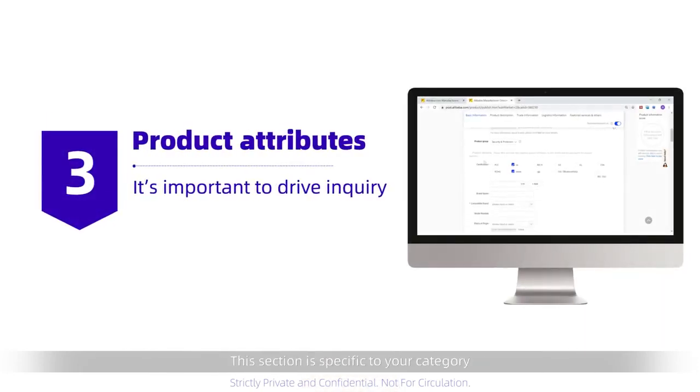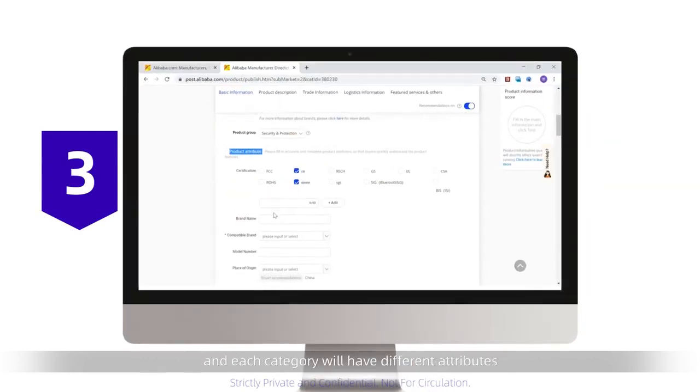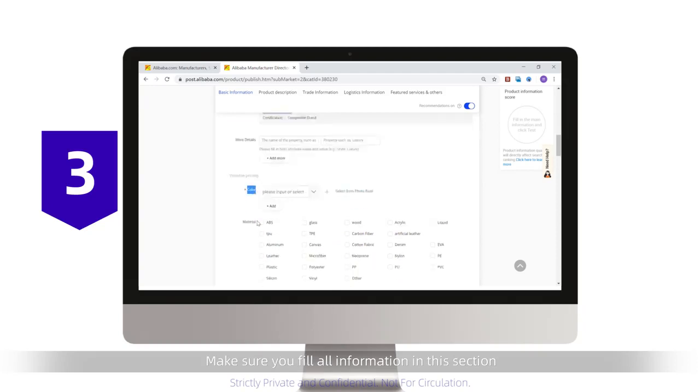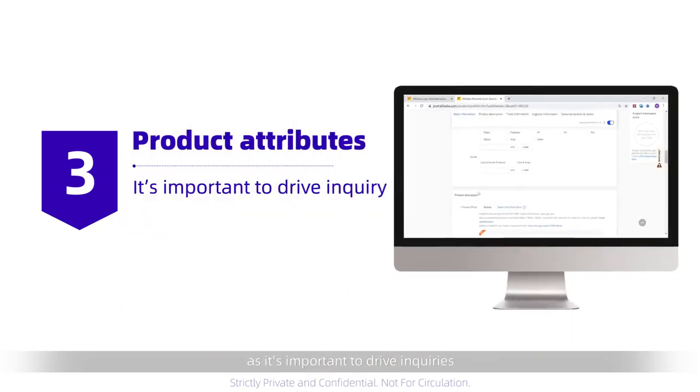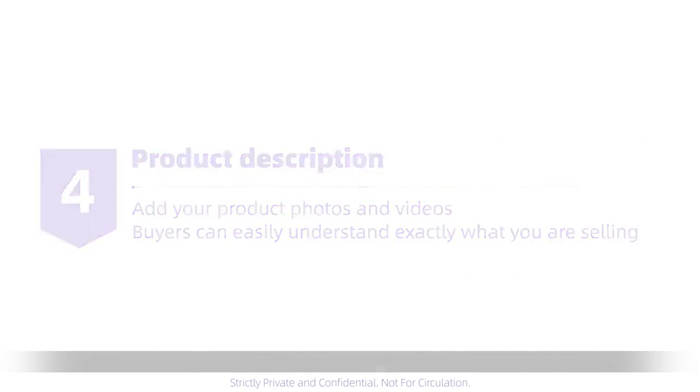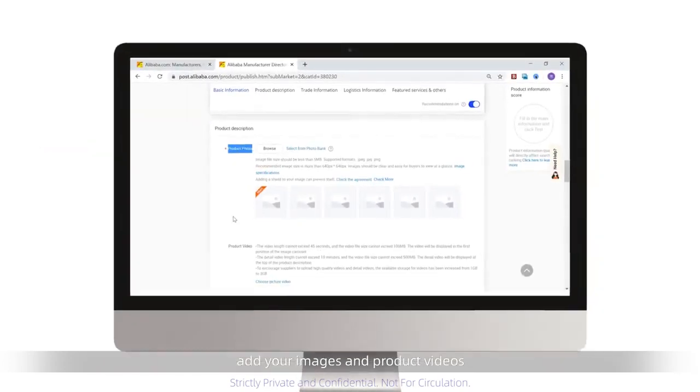The next section is your product attributes. This section is specific to your category, and each category will have different attributes. Make sure you fill all information in this section as it's important to drive inquiries. Following your product attributes is your product description section. Here you need to add your images and product videos.